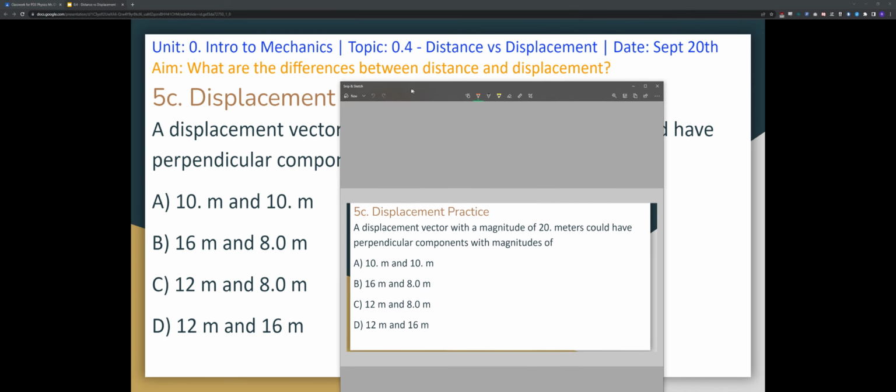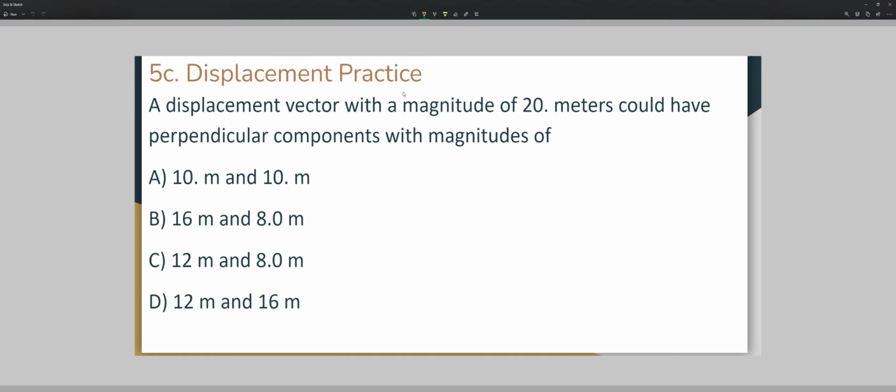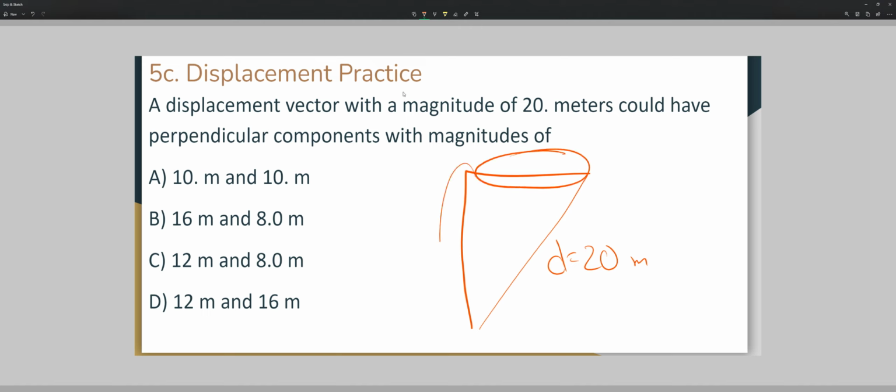Alright, let's go on to 5C here. A displacement vector with a magnitude of 20 meters. So here, they're giving you your displacement vector. Your displacement vector is 20 meters here, which means that your perpendicular components there... They're asking you to find your sides here. So again, we're using the Pythagorean theorem. We know that 20 squared here is 400.